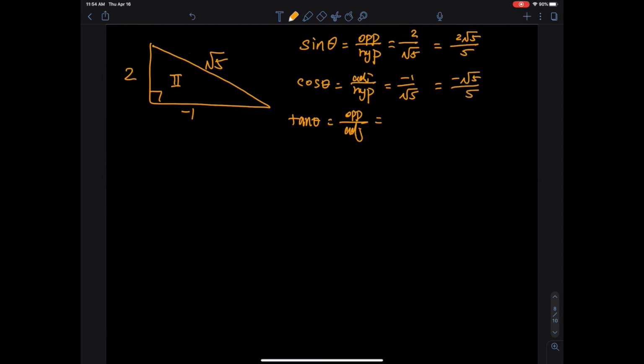And then tangent is TOA, opposite divided by adjacent. So that is negative 2. And then we use this to answer the question.